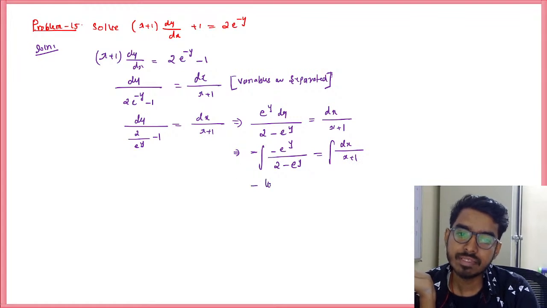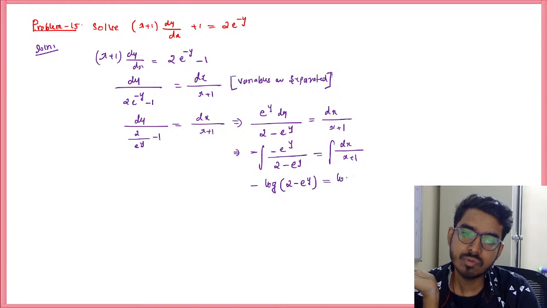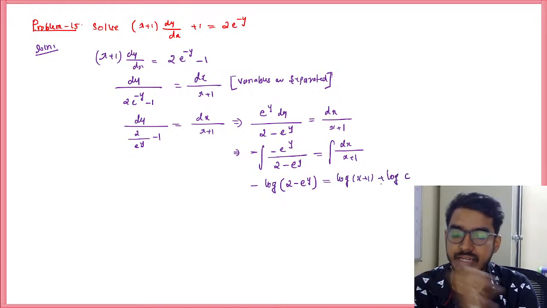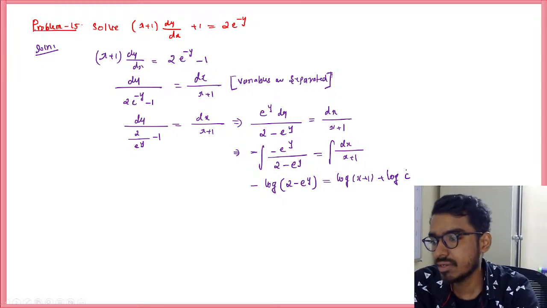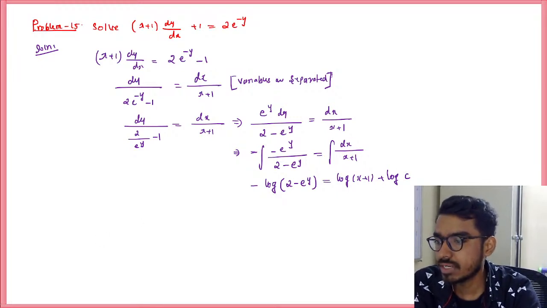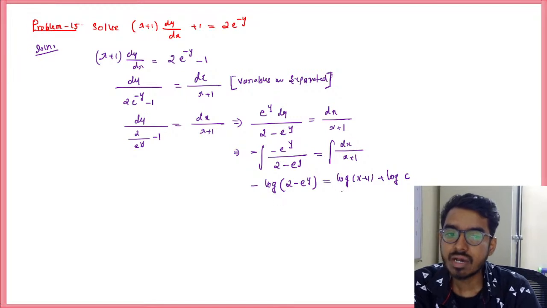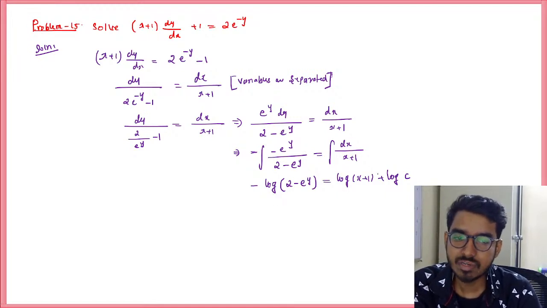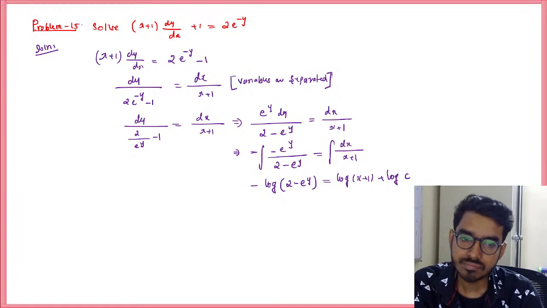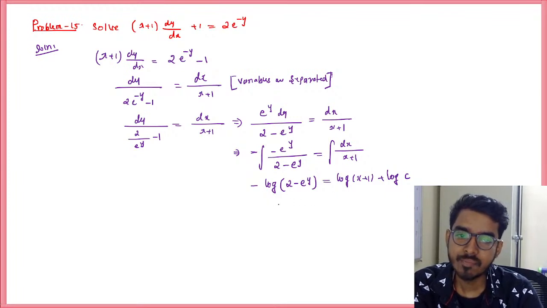This will be minus log(2 - e^y) is equal to log(x + 1), and we will add some integration constant log c, right? This is the required solution. If you want, you can also bring this term to that side. Let's try to bring this term to that side, that term to this side.